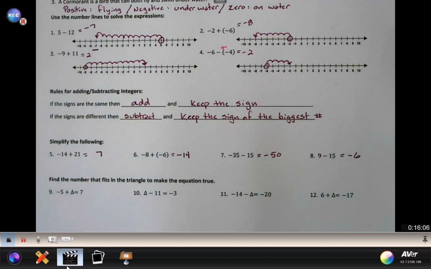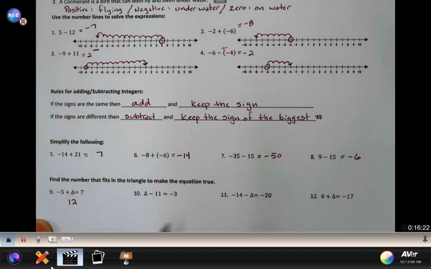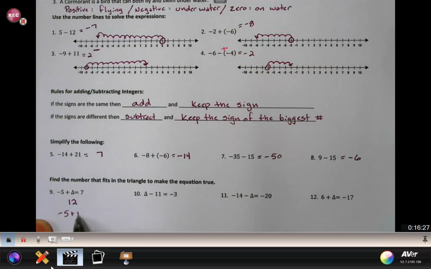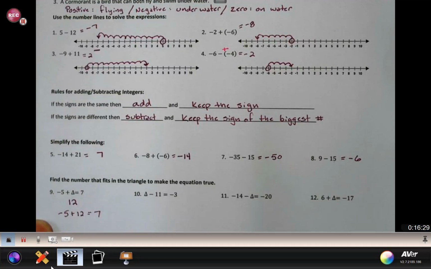So here we've got negative 5 plus the triangle is equal to 7. We're supposed to find the number that fits the triangle. So negative 5 plus what equals 7? Well, I think it's 12. And now I'm going to make sure I'm correct. Negative 5 plus 12, does that equal 7? Yes, it does. Because they're different signs, I subtract the numbers. And then 12 was bigger, it was positive. So my answer is 7, it works.